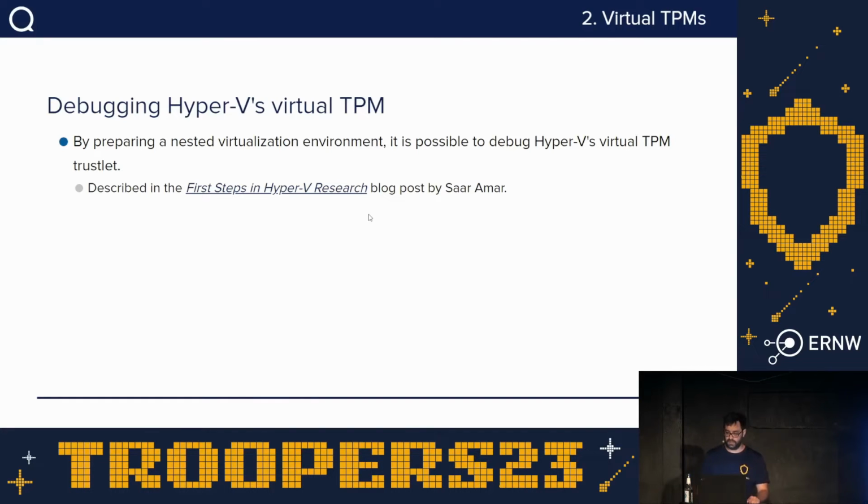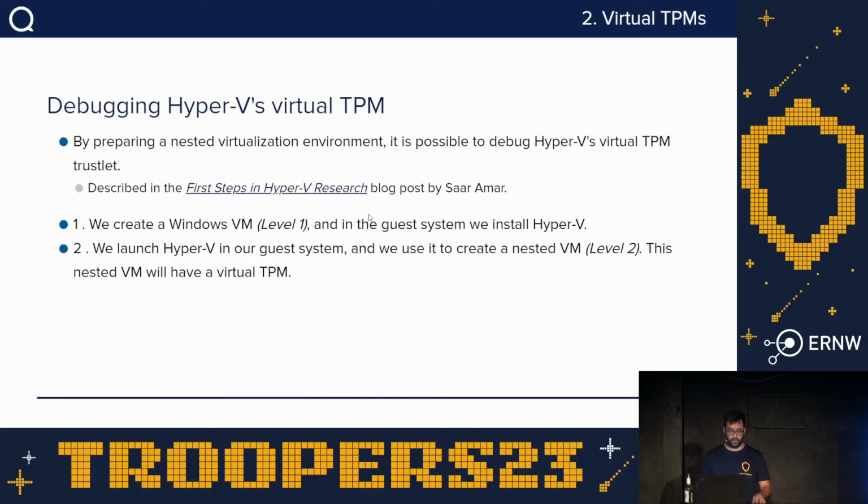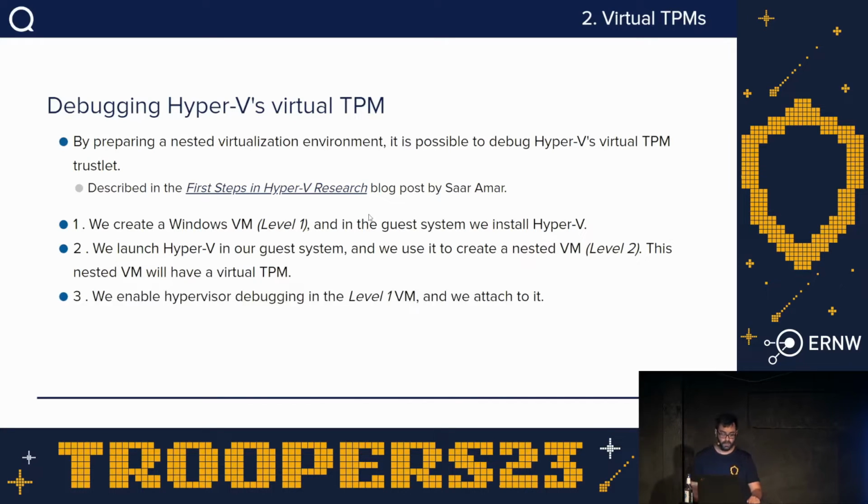What I did was a variation of what Saar Amar explained in a blog post on the Microsoft blog. The first step is we create a Windows virtual machine. Let's call it the level 1 virtual machine. In the guest system, we install Hyper-V. Then we launch Hyper-V in the guest, and we use it to create another virtual machine, which is nested. Let's call it the level 2 virtual machine, and this level 2 virtual machine will have a virtual TPM. The third step is to enable hypervisor debugging on the level 1 virtual machine, and we attach the debugger to it.